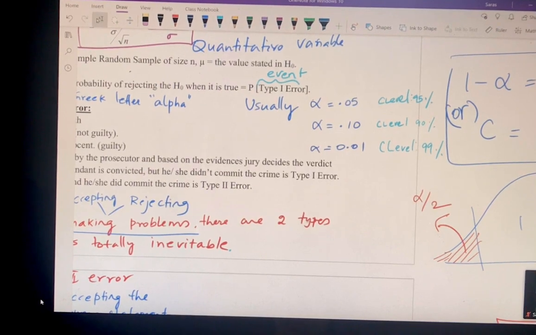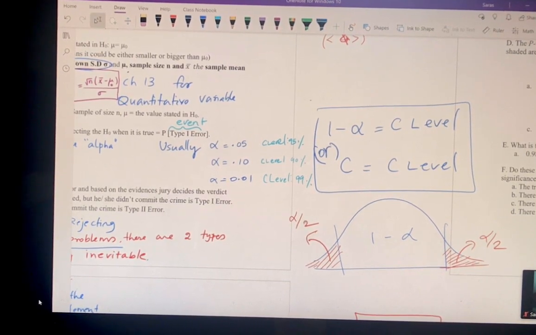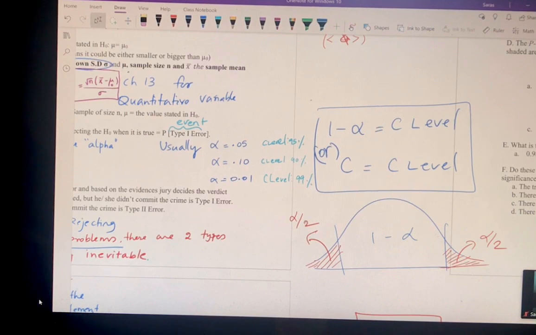Like your confidence level is going to be, say, 95% or 90% or 99%. I told you that it is going to be the complement of that number. So when the confidence level is 95%, then your alpha, the level of significance, is going to be 5%. That means the confidence level and your level of significance are going to complement each other. When the C level is 90%, your alpha is going to be 10%. When the C level is 99%, then the complement of that number is going to be called alpha.